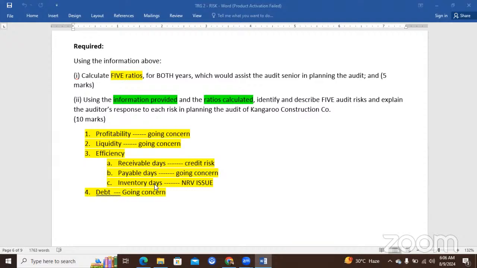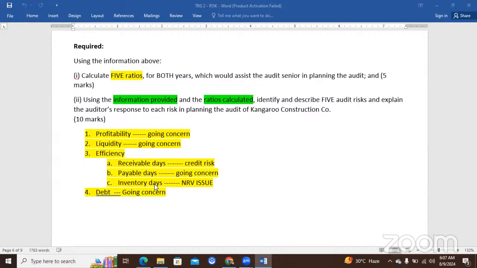So when it takes more time to sell our finished goods, what is the indicator? There is an NRV issue. Because if you keep the finished goods without selling for a long period, sometimes you might not be able to sell at the market price. So there is a possibility your cost will be lesser than your NRV. That is what we call net realizable value. Sometimes your net realizable value might be lesser than cost. That is what we call an NRV issue.